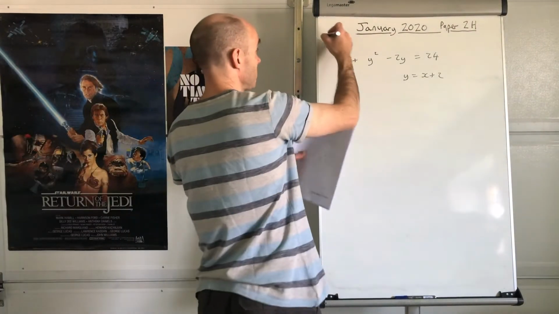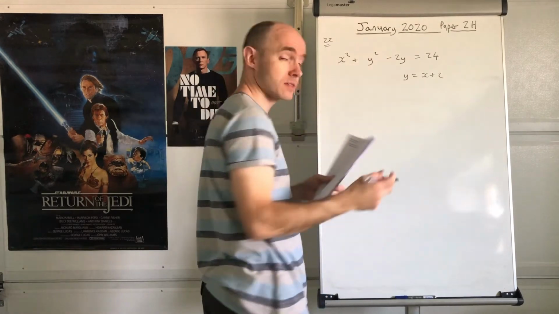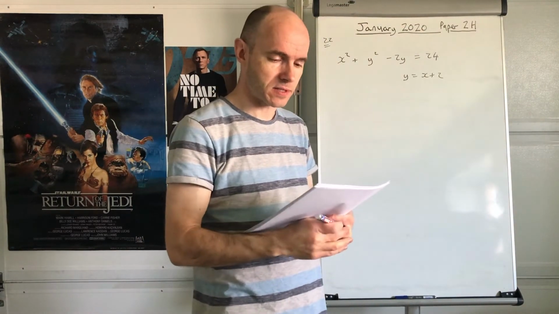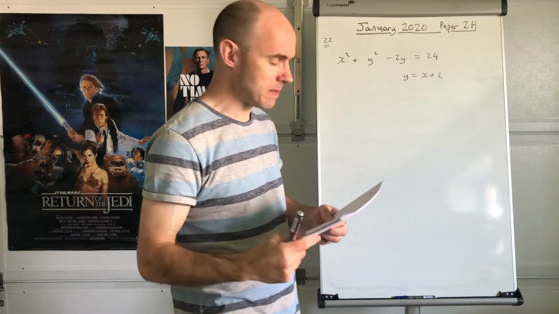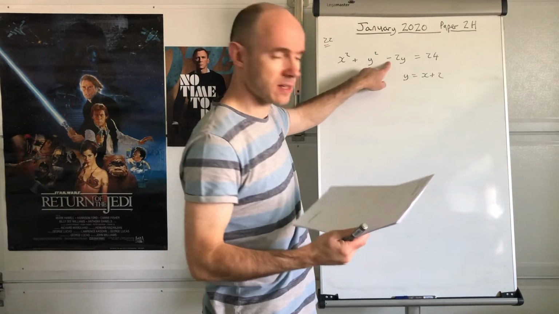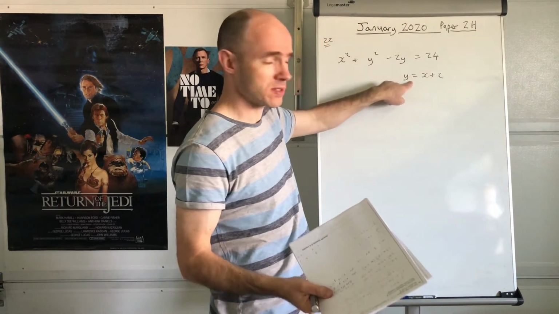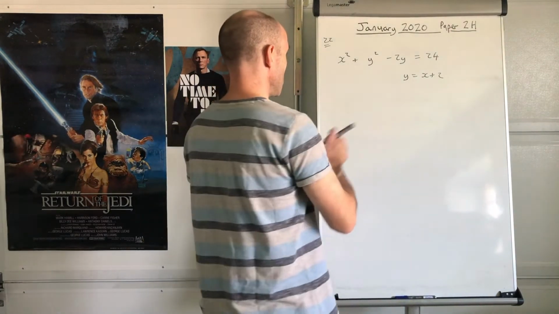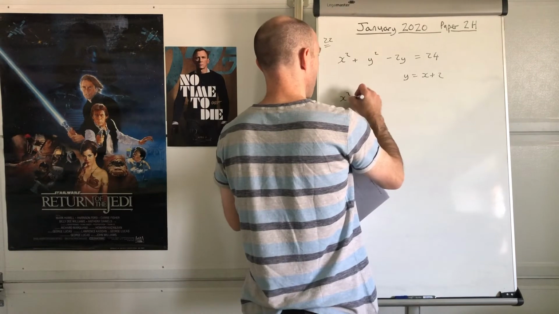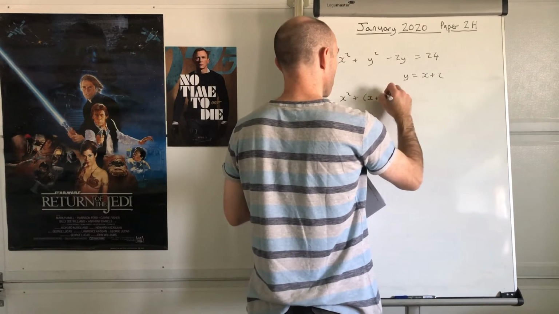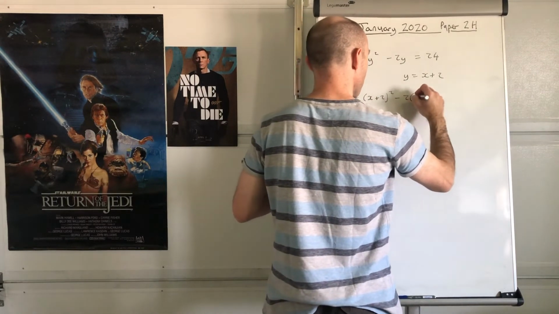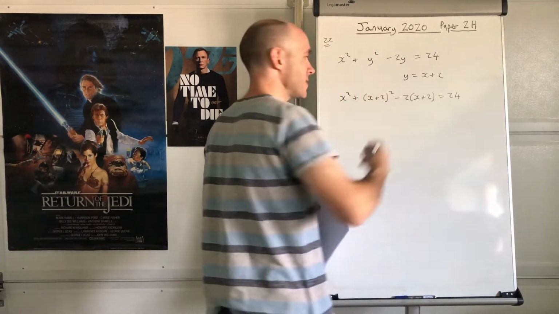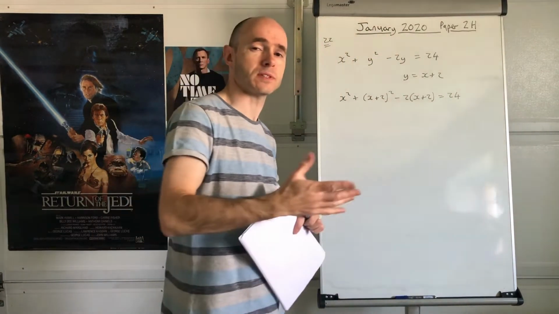Question 22. Okay, this is a simultaneous equations question. When two curves or a line and a curve intersect, it's simultaneous equations. So what that means is substitute that into that. This is a nice and easy one because they've already made y the subject there for you. So just put that straight away into that. Okay, so we're going to have x squared plus x plus 2 squared, subtract 2 times x plus 2 equals 24. And then you've got a quadratic, an easy quadratic to solve just in terms of x.